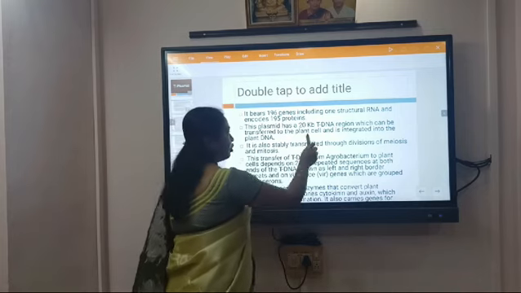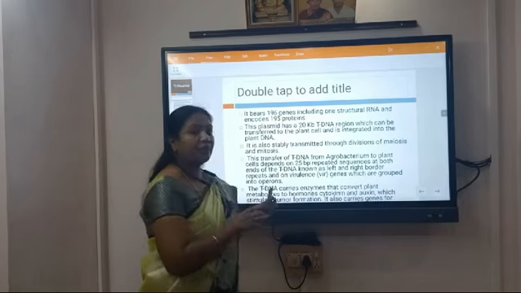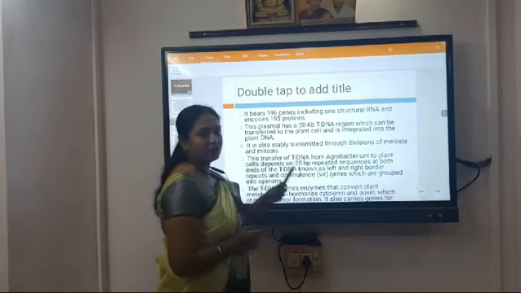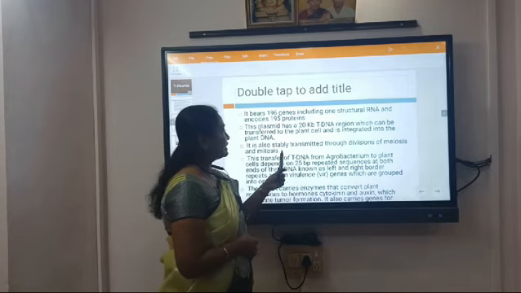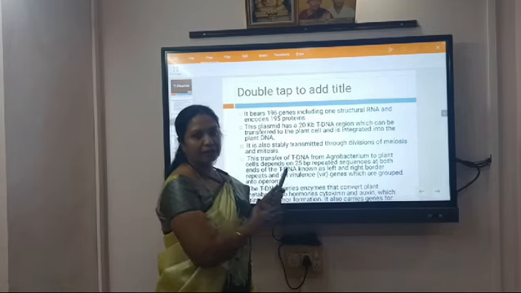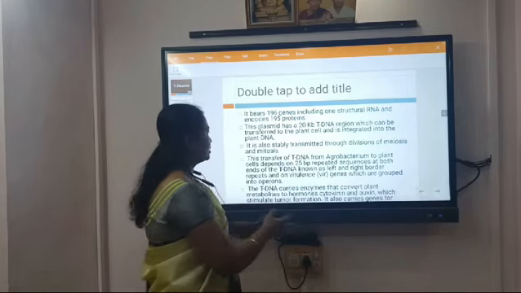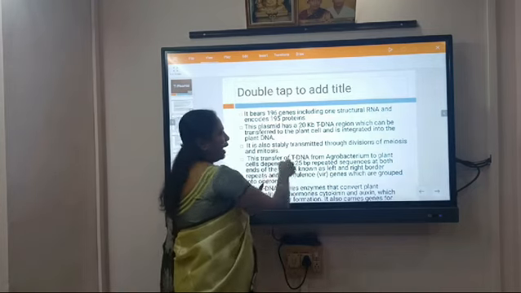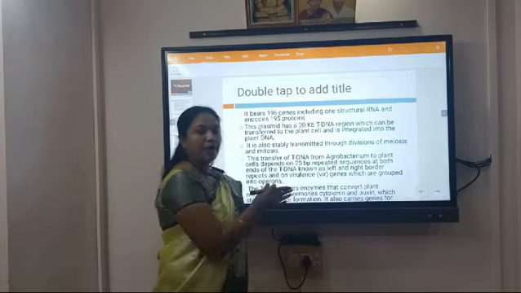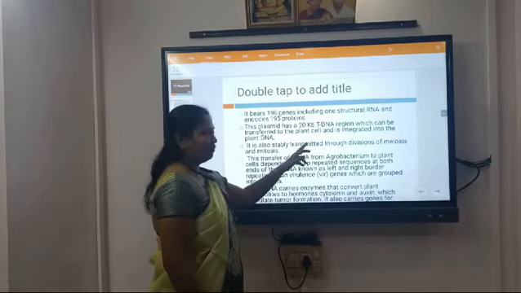So this is the most important portion of the Ti-plasmid. And the most unique feature of this tDNA is that it is stably transmitted through divisions, like when the plant cell undergoes mitosis and meiosis. Even after mitosis and meiosis it does not get disturbed, and the tDNA is successfully transmitted from one generation of the cell to the next generation. So that is a unique feature.